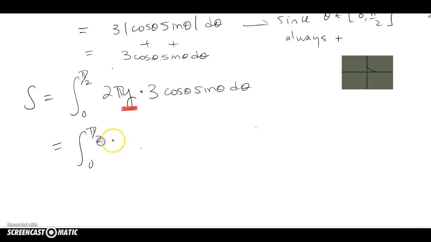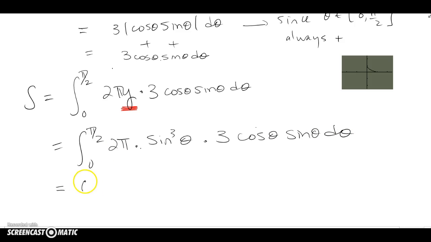So 0 to pi over 2, 2 pi. We said that's sine cubed theta. We still have this other business, 3 cosine theta sine theta d theta. Let's pull out the 2 pi times 3 as 6 pi outside and clean up the inside a little bit. We have sine cubed and sine, that's sine to the 4th theta, cosine theta d theta, which is a trig integral containing sines and cosines.